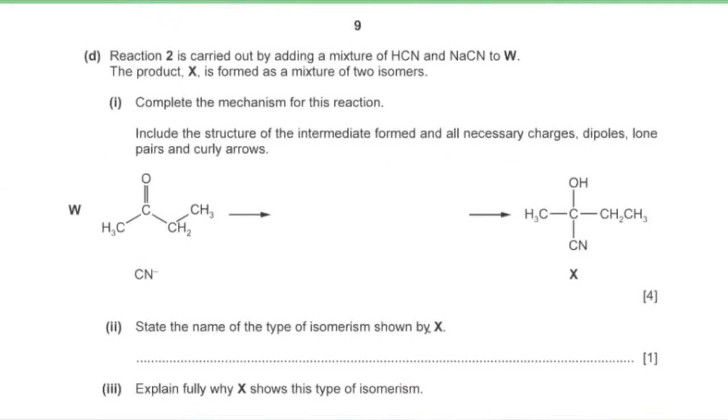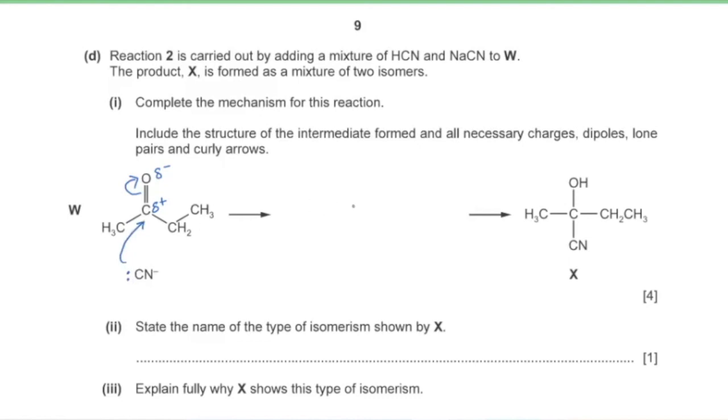Part D, reaction 2 is carried out by adding a mixture of HCN and NaCN to W. The product X is formed as a mixture of two isomers. Complete the mechanism for this reaction. So in the first step, the C=O double bond will be breaking heterolytically. C will have a partial positive charge and O will get a partial negative charge. We'll have an arrowhead towards O. And CN minus will have a lone pair of charge, and this CN minus has come from the catalyst NaCN but not HCN, which will be attracted towards this partial positive carbon atom.